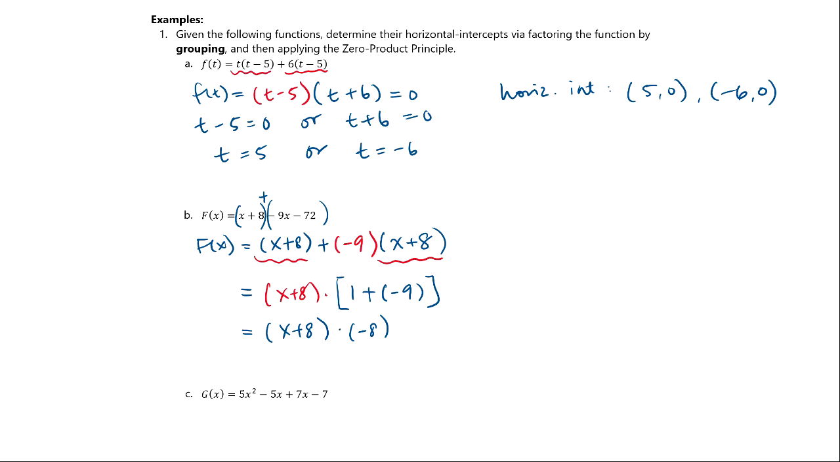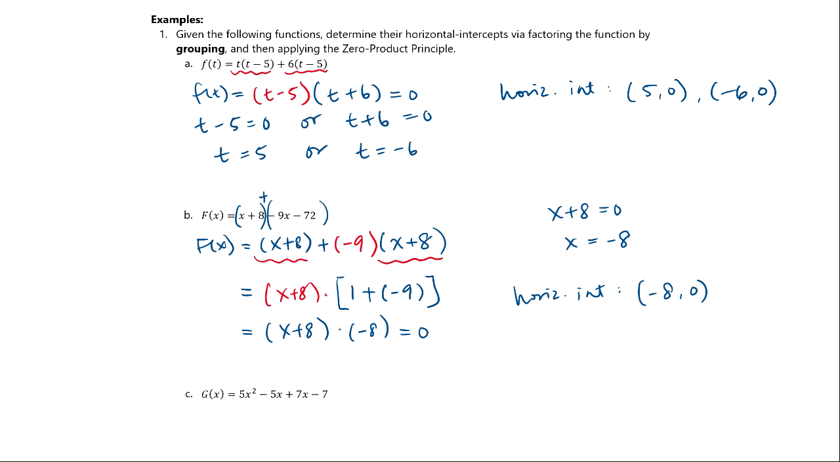Once we have this form, we again want to set f of x equal to 0 for our horizontal intercept calculation. If we look at the two factors, the first option is x plus 8 equal to 0, and the second option would be negative 8 equal to 0. Because we know negative 8 doesn't equal 0, we don't need to consider that option. Therefore, if we solve for x, we get x equals negative 8. Therefore, the horizontal intercept, or the x-intercept here, will be negative 8, 0. That's the point.